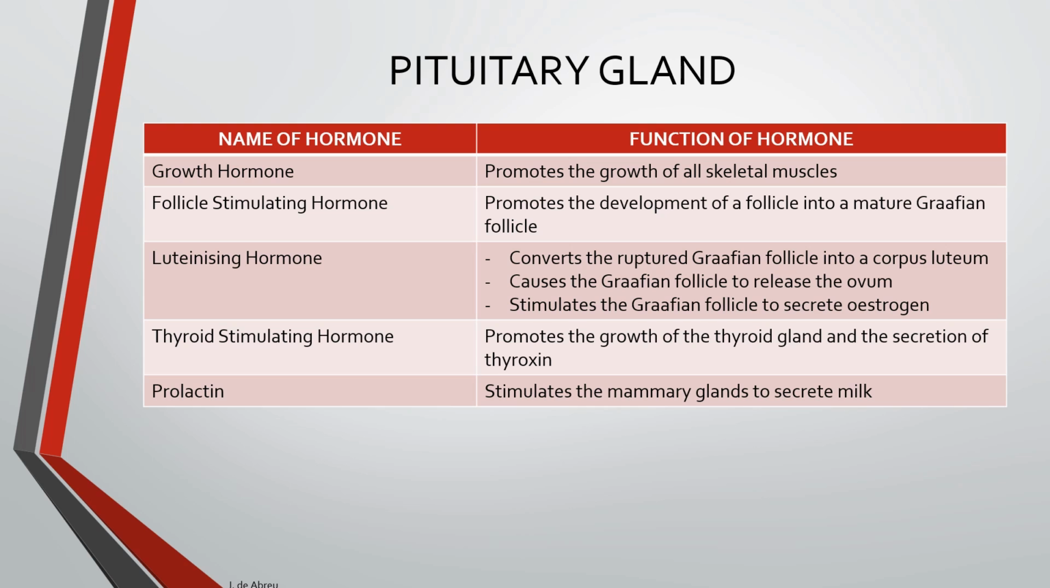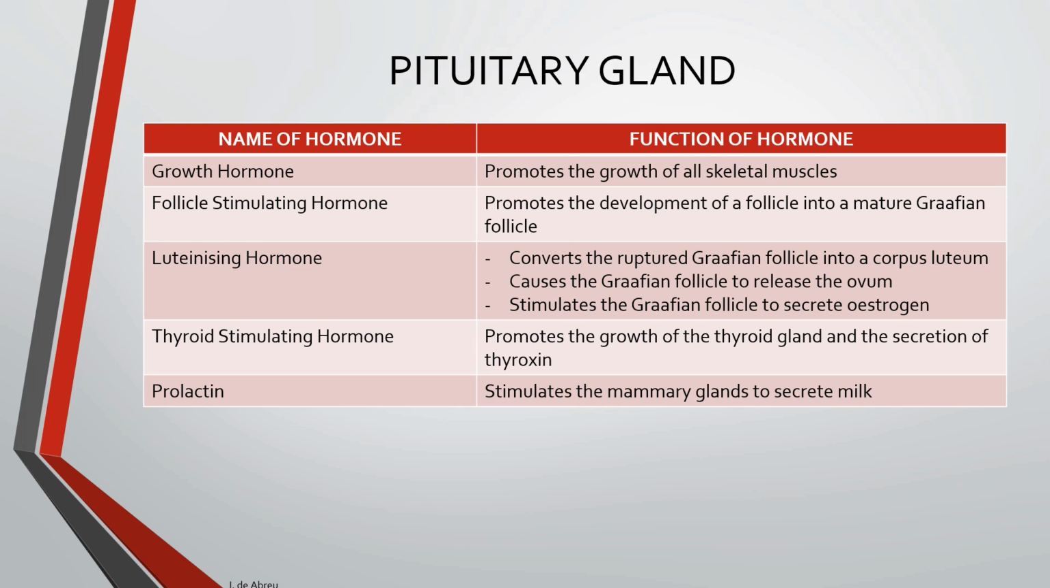Then we get the follicle stimulating hormone, and you should already know the function of this hormone. It promotes the development of a follicle into a mature Graafian follicle in the ovaries. Okay, and then the luteinizing hormone goes hand in hand with the follicle stimulating hormone. It then converts the ruptured Graafian follicle into a corpus luteum. It also causes the Graafian follicle to release the ovum, and it stimulates the Graafian follicle to secrete estrogen.